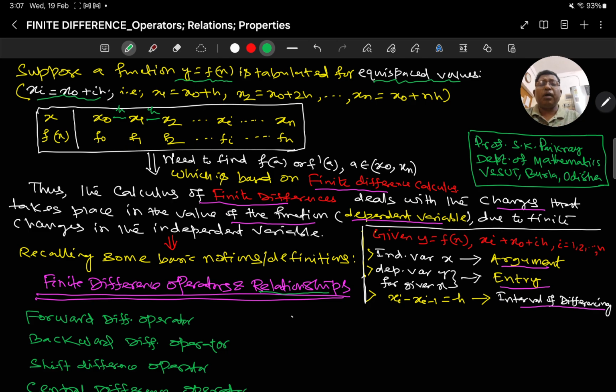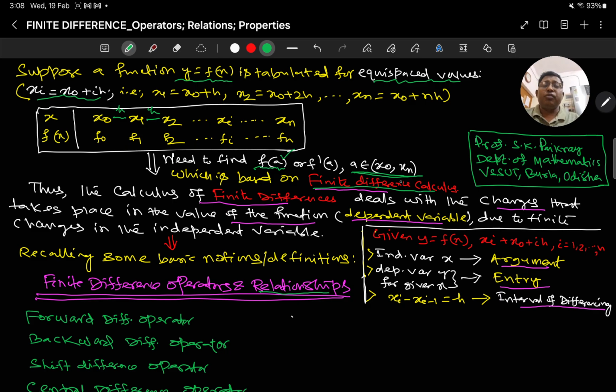What is our objective? Our objective is to get the value of f(x) at a point A, or the value of f'(x) at the point A, where A is a point in between x0 and xn. And this is based on the finite difference calculus.